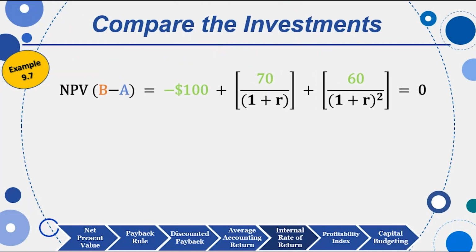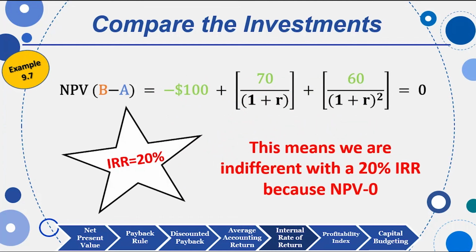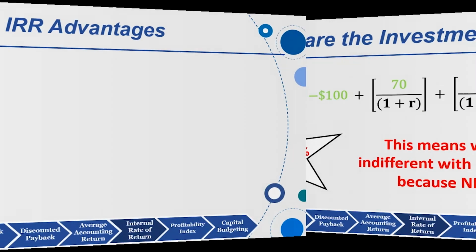So NPV equals 0. Again, NPV of B minus A equals 0, and then do the IRR formula on the three cash flows, minus 100. So NPV equals 0 equals minus 100 plus 70 over 1 plus some rate, and 60 over 1 plus some rate squared. And I get a crossover rate of 20%. So we're indifferent at a 20% rate. That's where NPV equals 0.